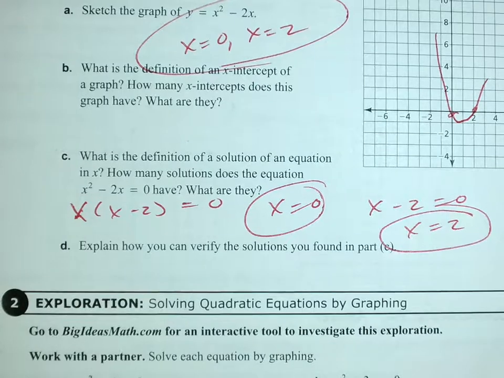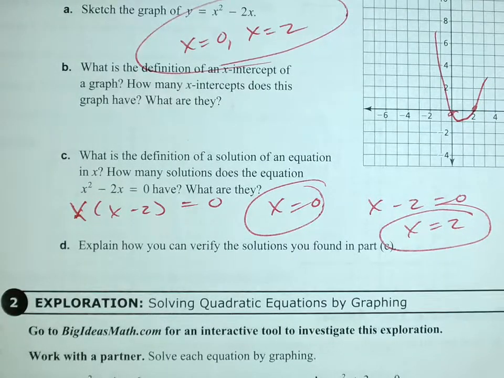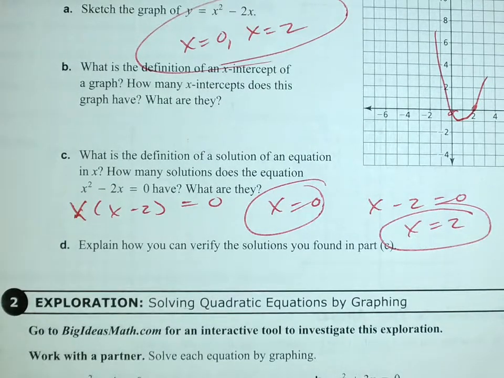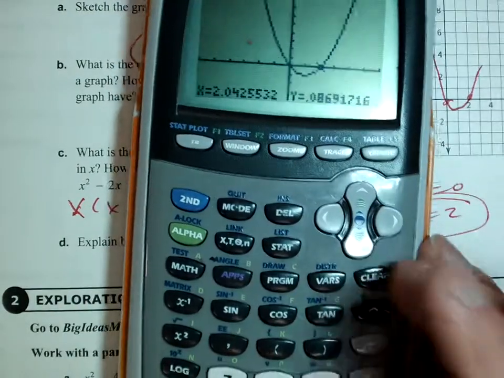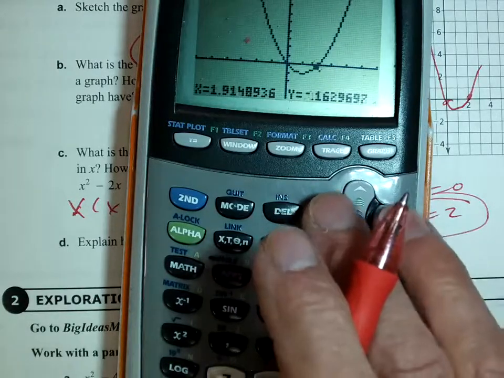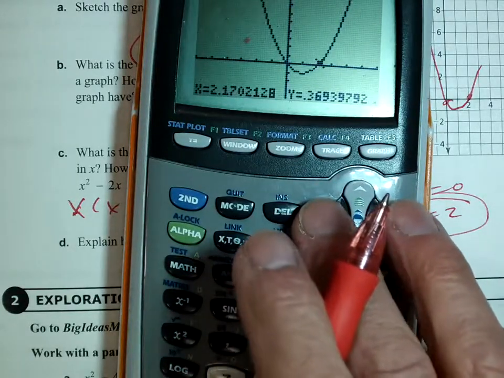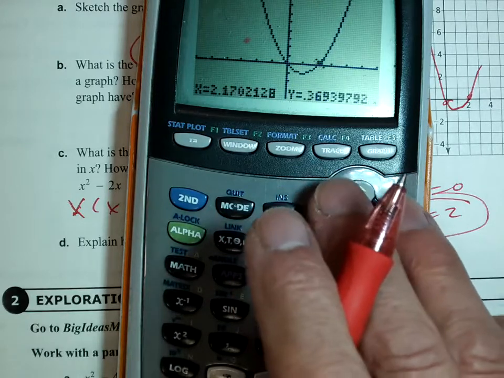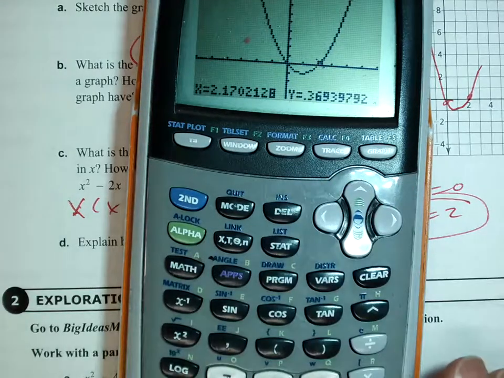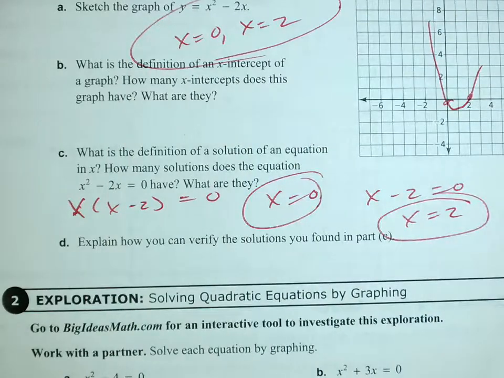The calculator is a good tool. The problem with the calculator, though, is it's only going to try and find the answers. It's not going to do the math, right? The math is exact. Because when I tried to find 2 on my calculator, I couldn't quite get 2, could I? Is this going to be a 2.1? Is it 2.04? Is it a 1.9? Is it a 2.17? I don't know. But if I do the math, I know it is exactly 2.